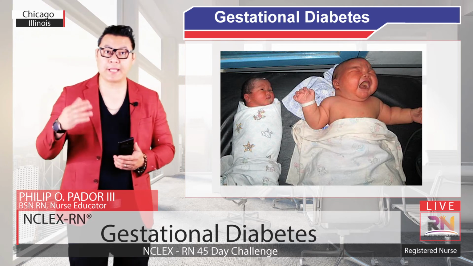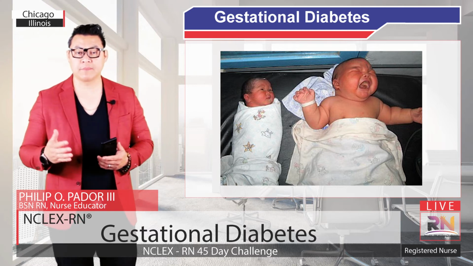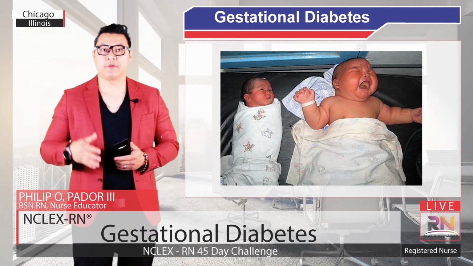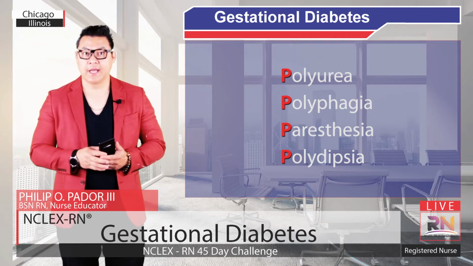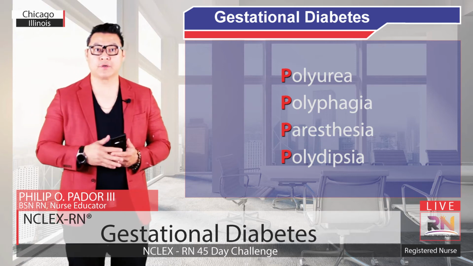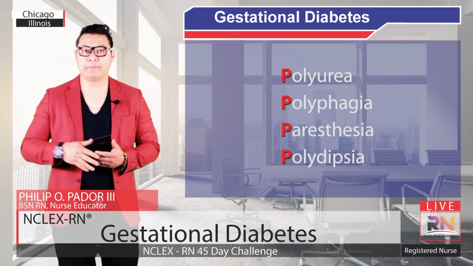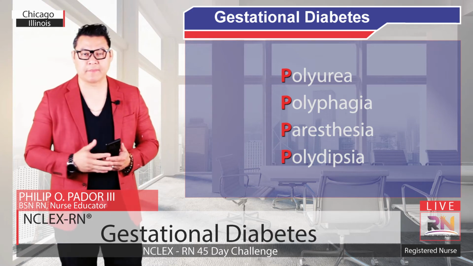Similarly, the increase in blood glucose in the maternal circulation means that the mother can have symptoms of diabetes, which are the 4 P's: polyuria, polyphagia, paresthesia, which is not actually common but is more so in chronic diabetes, and polydipsia. Instead, gestational diabetes is rather asymptomatic.